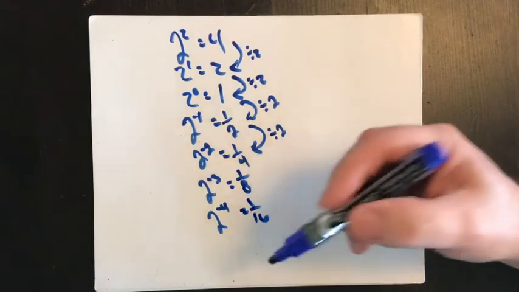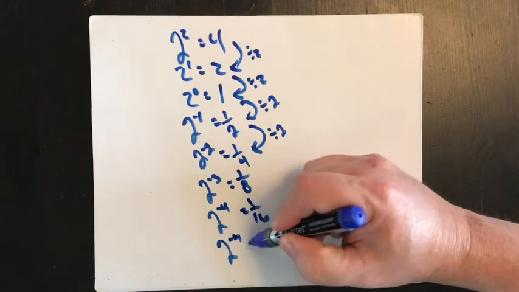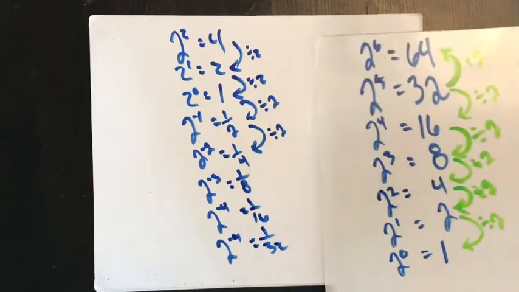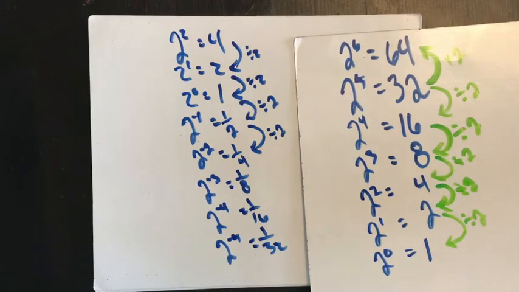Divided by 2, divided by 2. 2 to the negative 5 is 1 over 32. I hope you're seeing the pattern. Here's a little reminder. Here's our sheet from before.